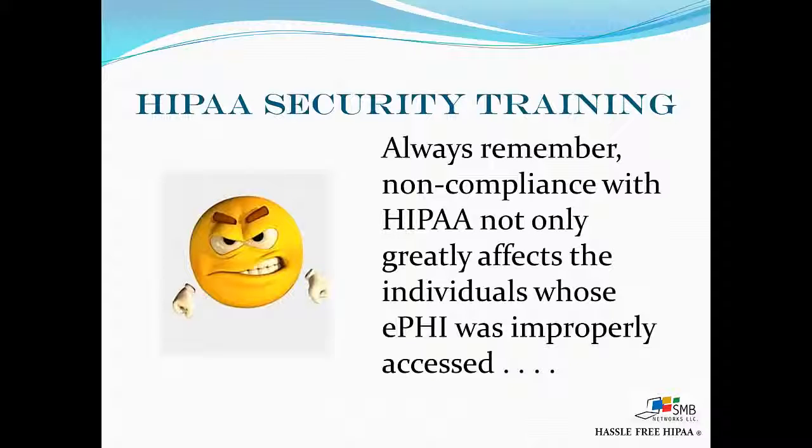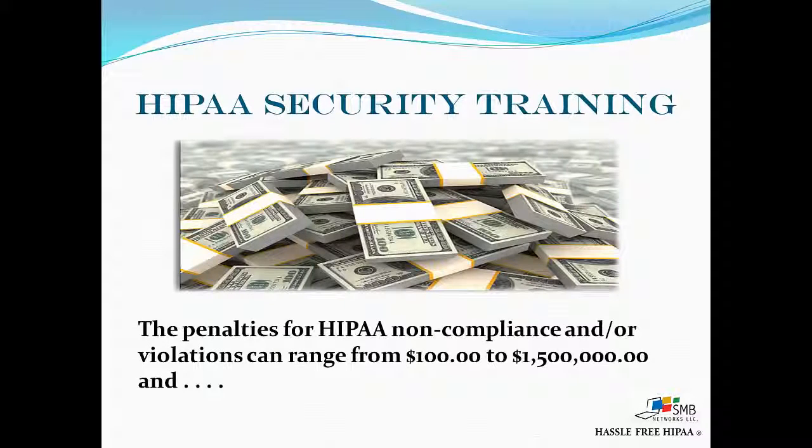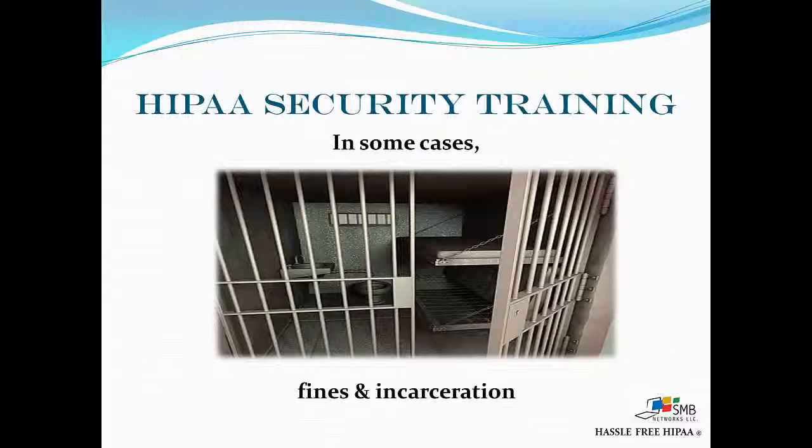Always remember, non-compliance with HIPAA not only greatly affects those individuals whose EPHI was improperly accessed, but the penalties for HIPAA non-compliance and or violations against your practice can range from $100 to $1.5 million for each identical violation. So again, you can have a number of violations. They're not going to stop just at 1.5. They're only going to stop at 1.5 for the identical violation. But if you have a series of violations, they could each go up to 1.5 million. And also, you could have against you criminal fines and your incarceration.